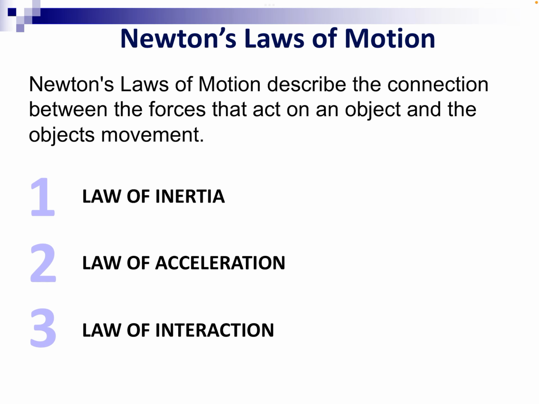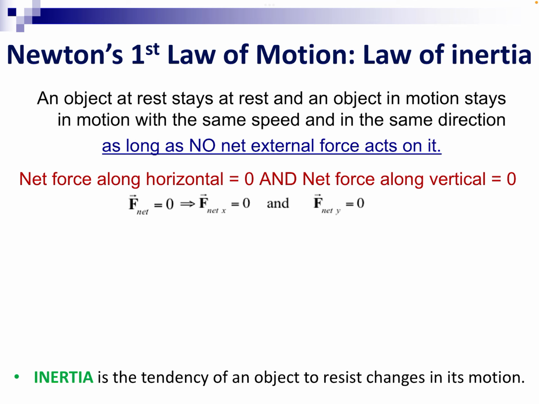And there are 3 laws of motion: law of inertia, law of acceleration, and law of interaction. So let's go to each of these laws of motion, starting with the first law of motion, which states that an object at rest stays at rest and an object in motion stays in motion. When we say it stays in motion, it will continue to move with the same speed and in the same direction as long as there is no net external force that's acting on it.